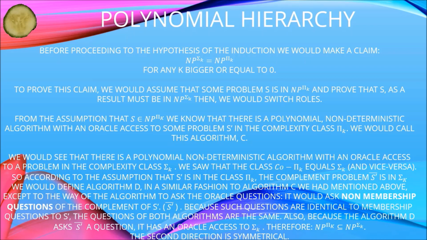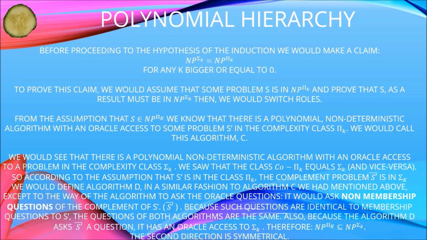NP to the power of Σk equals NP to the power of Πk for any k bigger or equal to 0. To prove this claim, we would assume that some problem S is in NP^Πk and prove that S as a result must be in NP^Σk. Then we would switch roles.